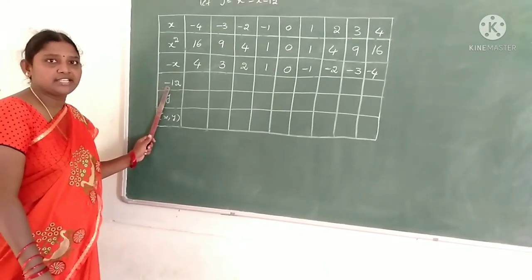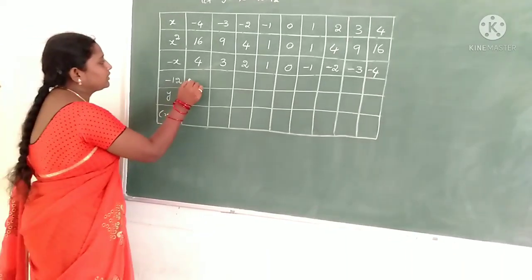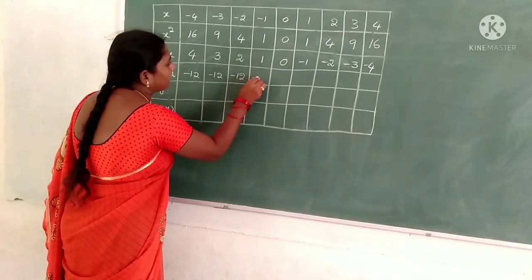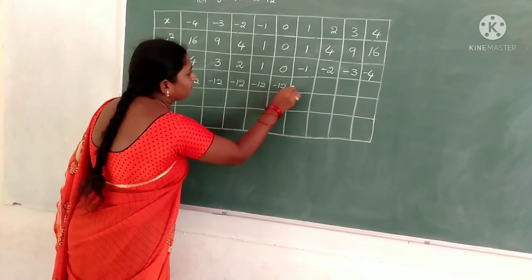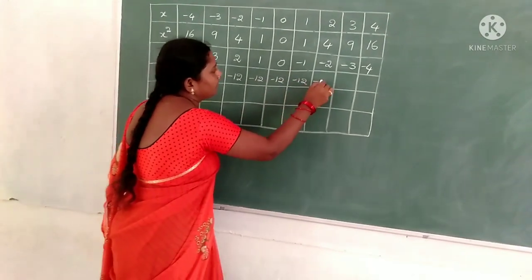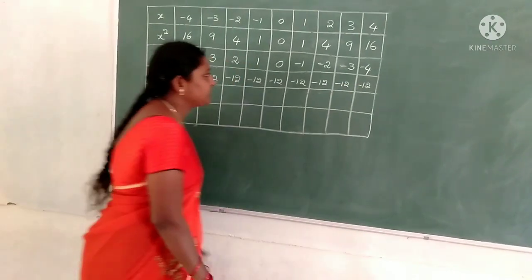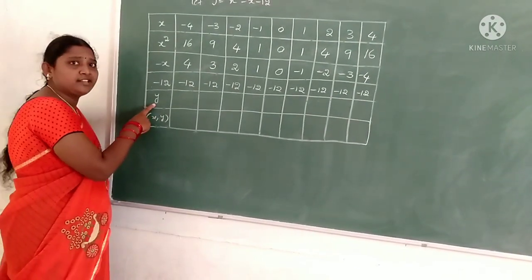Next minus 12. Minus 12 is a constant. There is no change, so put the minus 12 in all boxes, because minus 12 is a constant. There is no change in the value. Next we find the y.